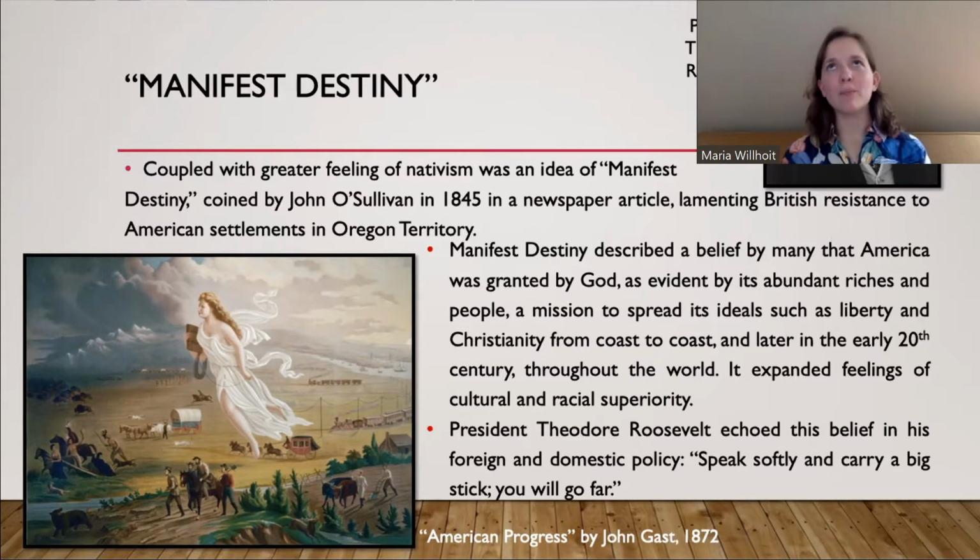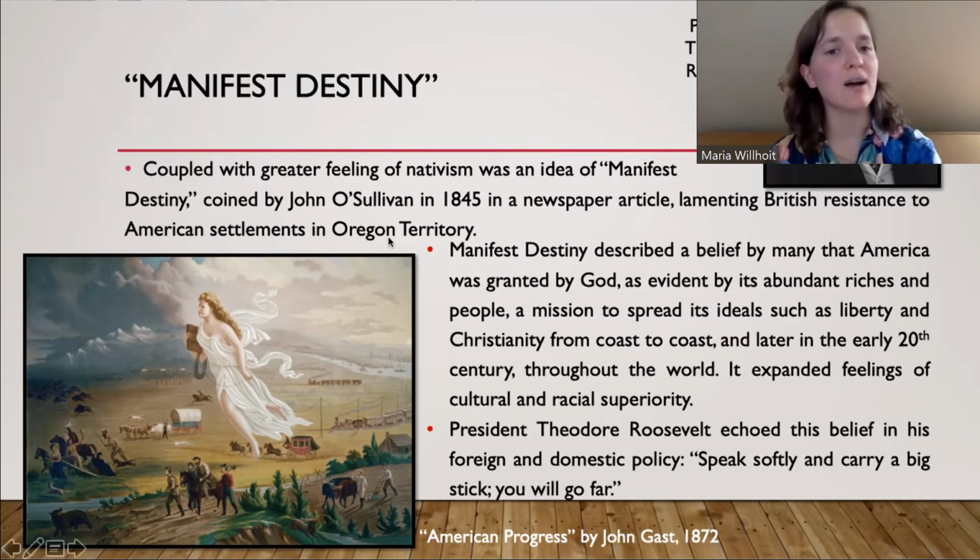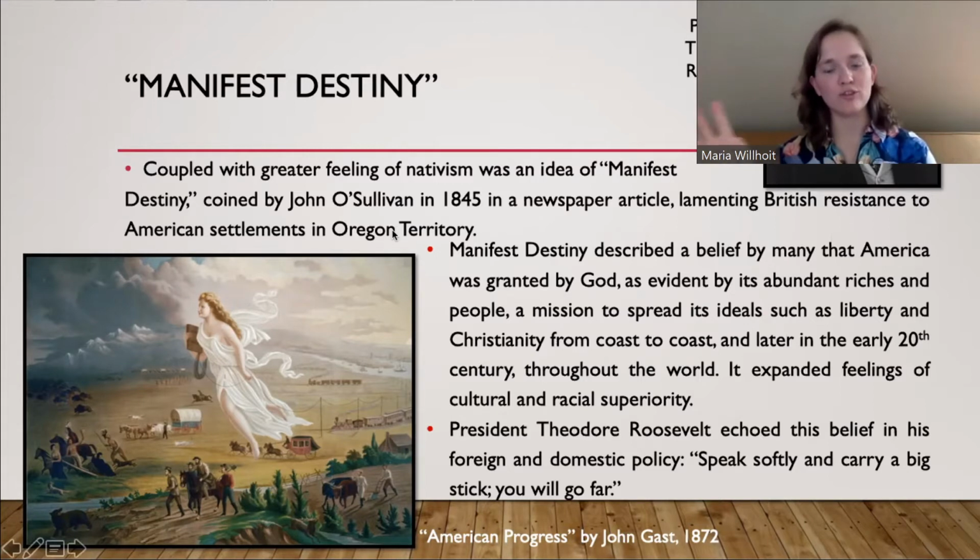He was actually writing about how the British were kind of encroaching on the Oregon Territory, how the British weren't liking the Americans going into Oregon and settling. We have to remember, Oregon at this time is not a state. It's part of British territory, actually. But anyway, he's kind of lamenting like the British aren't being nice. And he says, you know what? America has a manifest destiny. It has, throughout its history, been granted almost by God to settle this new world.